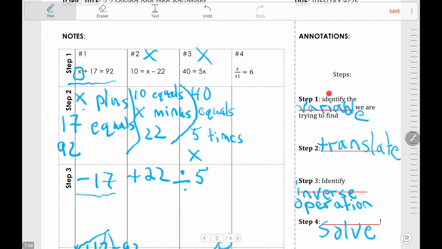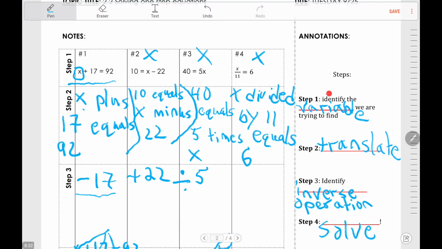Okay. But oh no, look at this. We're going to have to use a different inverse operation than we have been using. But we're going to be okay. What's the variable here? Okay, what does this say in English? X divided by 11 equals 6. Excellent. X divided by 11 equals 6.